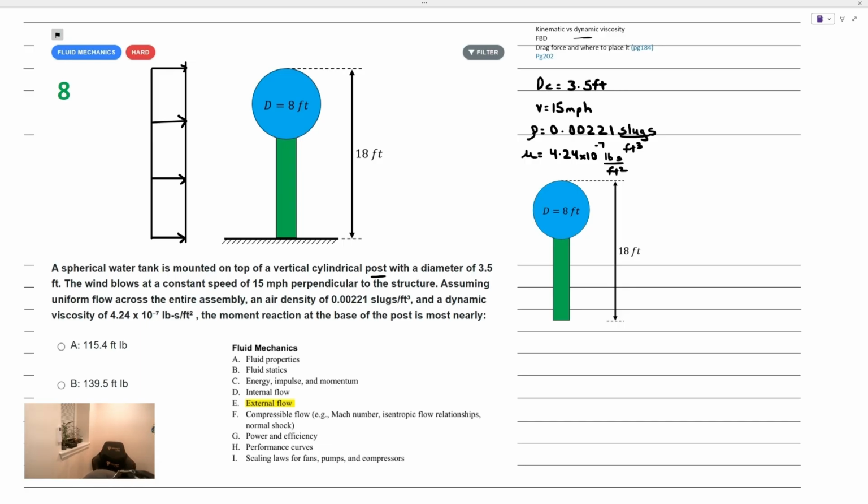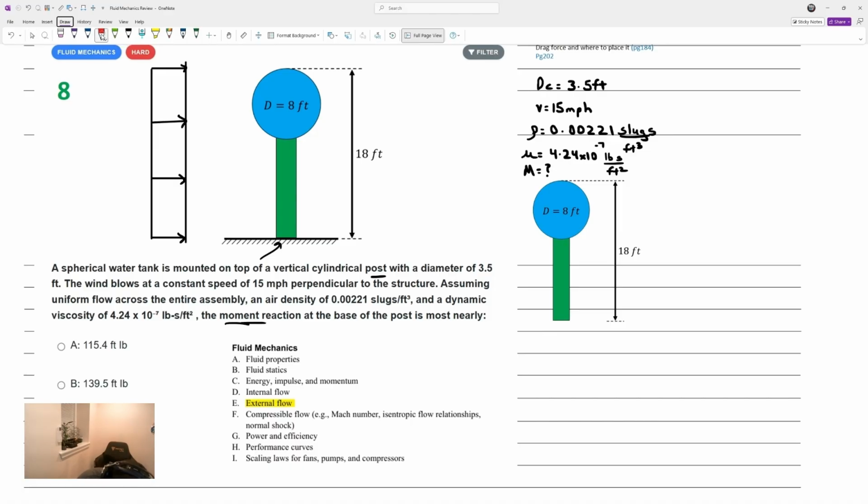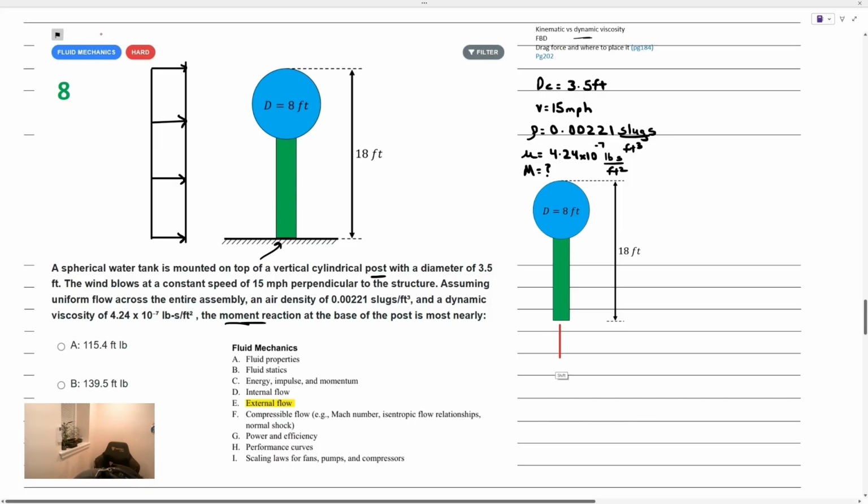The moment reaction at the base of the post is most nearly, so we're looking for that moment reaction M. You can see it's a fixed end over here. If we quickly drew what reactions we would expect at that fixed end, we'd expect no translation of that fixed end. So of course, we'll have a vertical and a horizontal reaction force, but then there's no angular displacement at the end either. If it's blowing clockwise, we'd expect a counterclockwise moment at the base. So that M is what we're looking for.